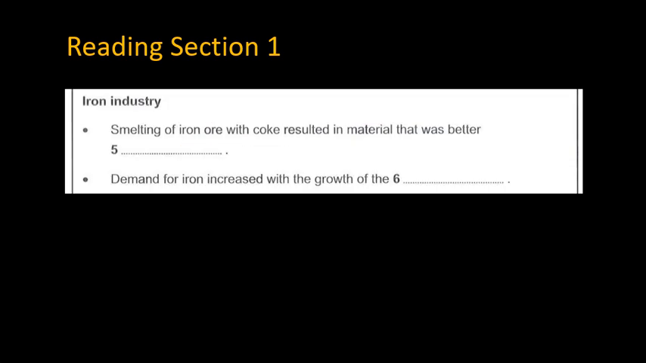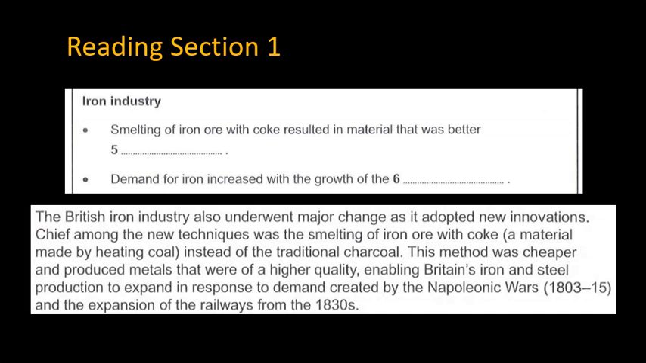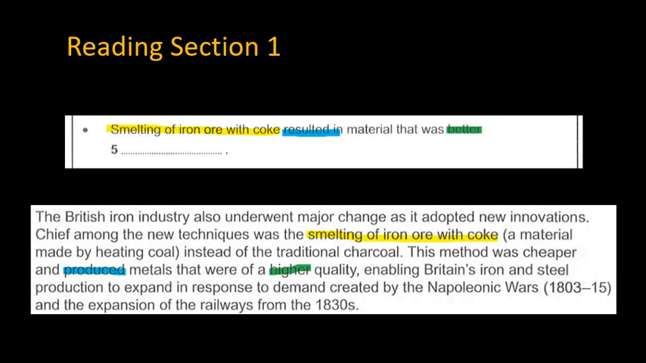5 and 6 are about the iron industry. So let's look at number 5. Smelting of iron ore with coke resulted in material that was better. What? And here is a paragraph that talks about the British iron industry. So we're going to find the answers in there. First, number 5, smelting of iron ore with coke. There, that's the same phrase there.